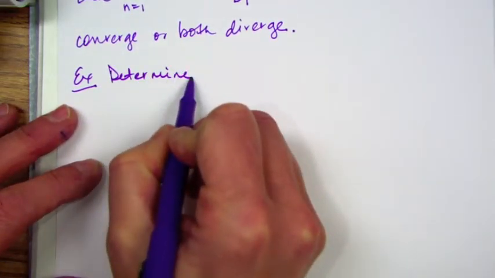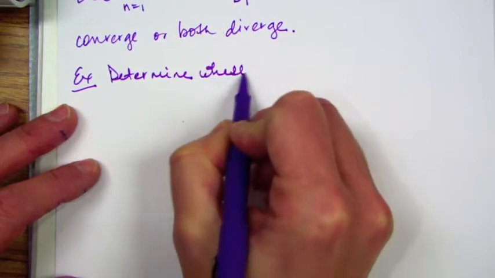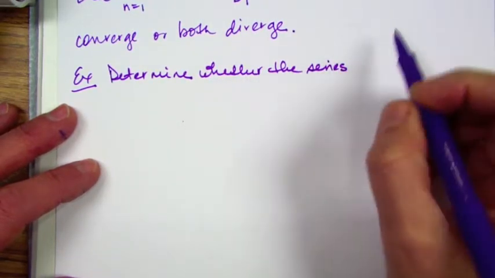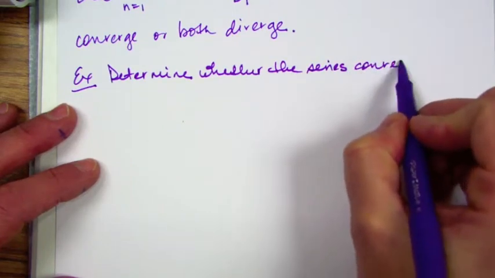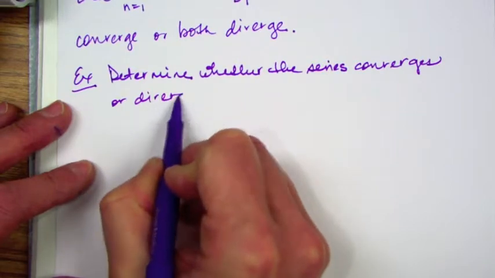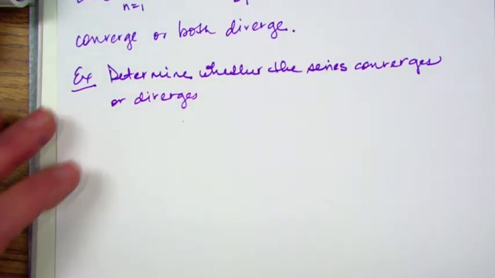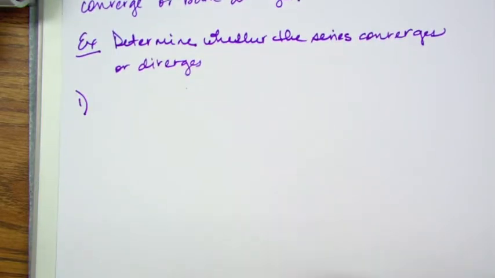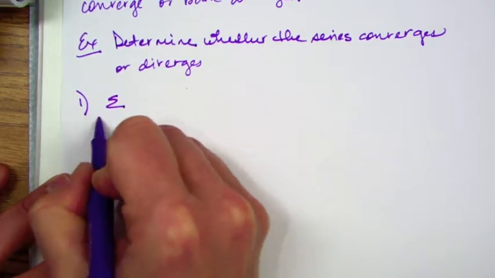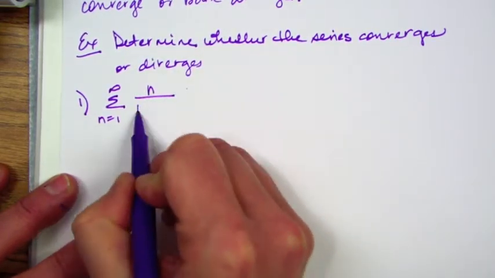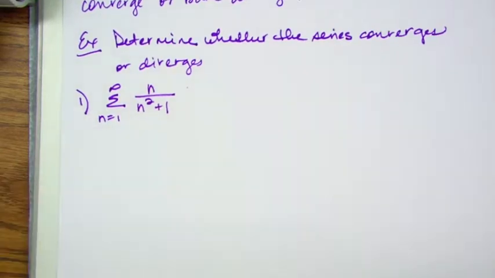Determine whether the series converges or diverges, and we've got 2 to look at. Determine whether the series converges or diverges. So we have the series from n equals 1 to infinity of n over n squared plus 1.